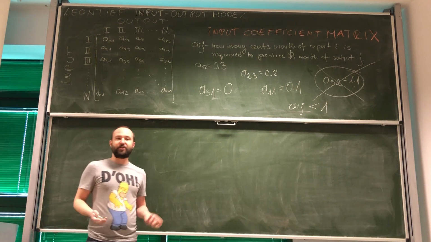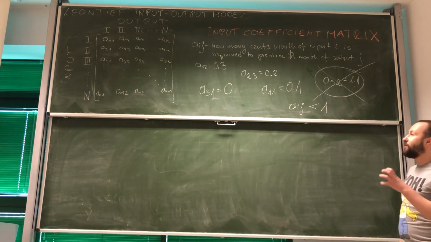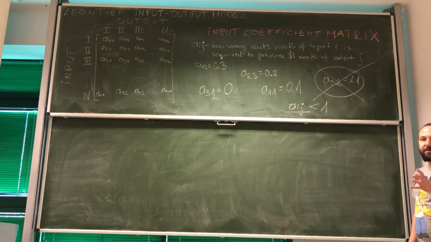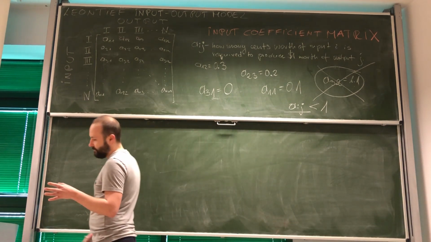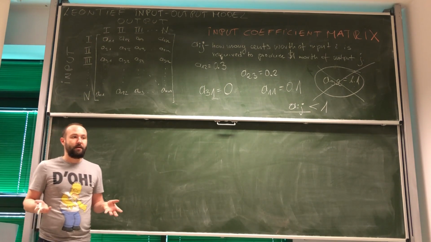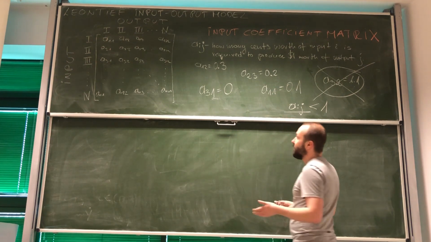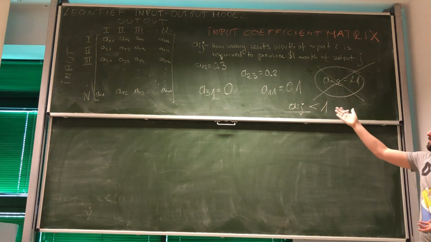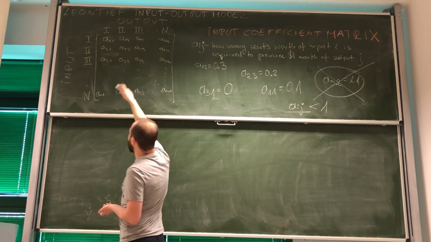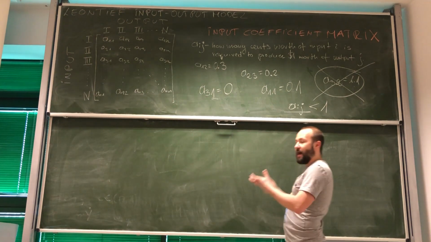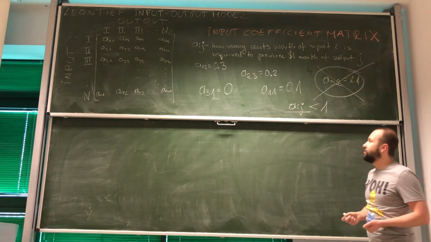But this is not the end of the story, right? We also need to have primary inputs. Primary inputs, the best example is of course labor. Why labor? Well, without labor, you will not be able to produce anything. You might have as much as you want of any of the inputs, but without somebody actually doing the production, you will not be able to do it.